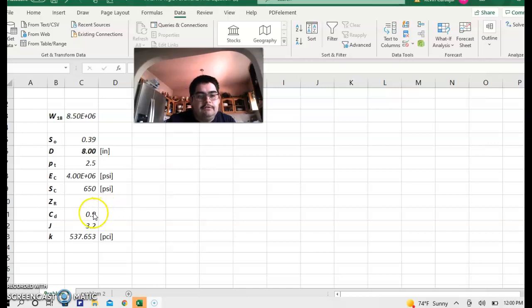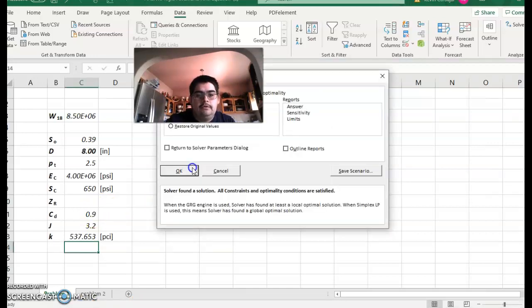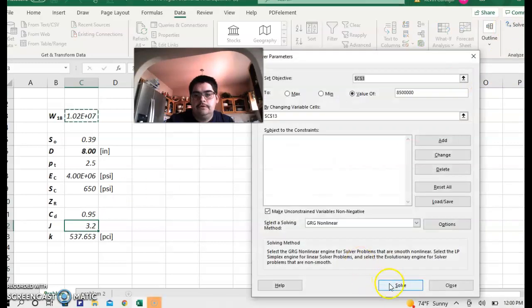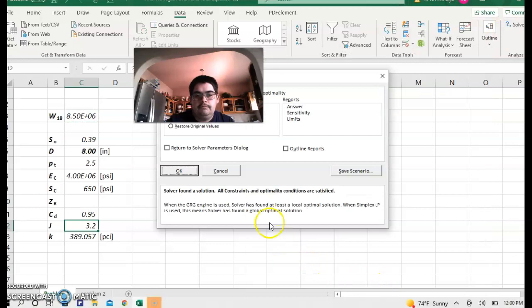If I change the CD value to 0.95, my drainage coefficient, I go to solver. Okay, so that's how the book did it, I think. It makes more sense because of how I drew my lines for figure 12.19.